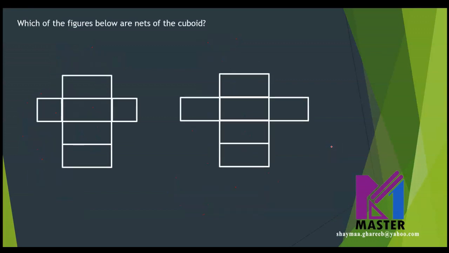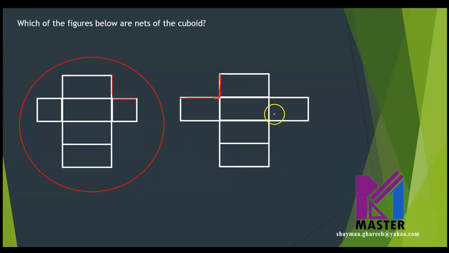Now look at this question. We have two nets. Which of them could be a cuboid? What is the difference between these two nets? Actually, the first net is the correct net for the cuboid. Why is this one not correct? Because as we said before, look at this edge and this edge. In the net of the cuboid, these two must be the same length. Look here, they are exactly the same length. If one of them is longer than the other, then this net couldn't be for a cuboid.